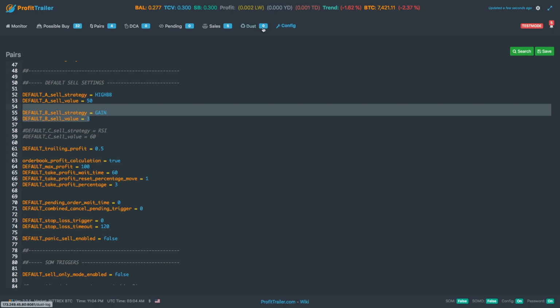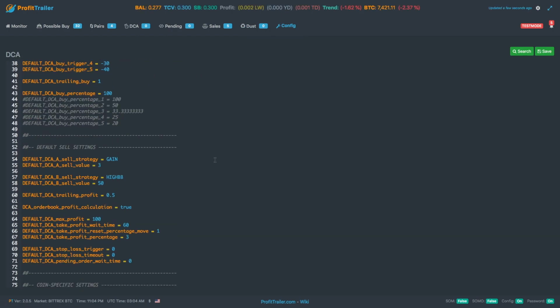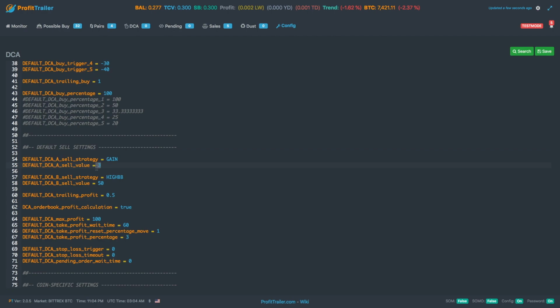Just bear in mind that the trailing profit will work with gain if you have it activated. And the same goes for DCA. These will be set pretty well exactly the same way. If you want to use a different sell value for your DCA, you can. It does not have to be exactly the same as your pairs. I just have mine done this way for simplicity's sake.